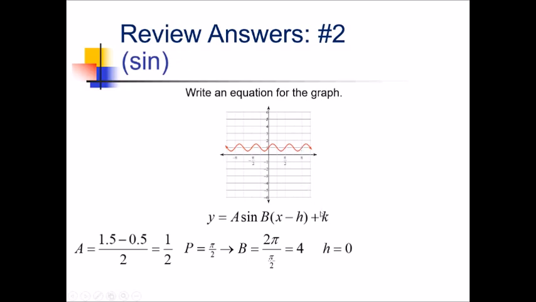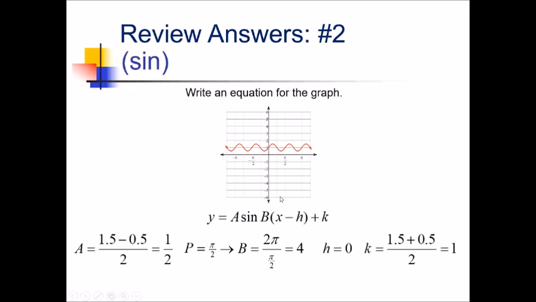And now for the k value, that's the midline. That's the average of the top and the bottom. So that's 1.5 plus 0.5 over 2. And let's see, that's 2 over 2, which is just 1. So the midline is y equals 1 there.